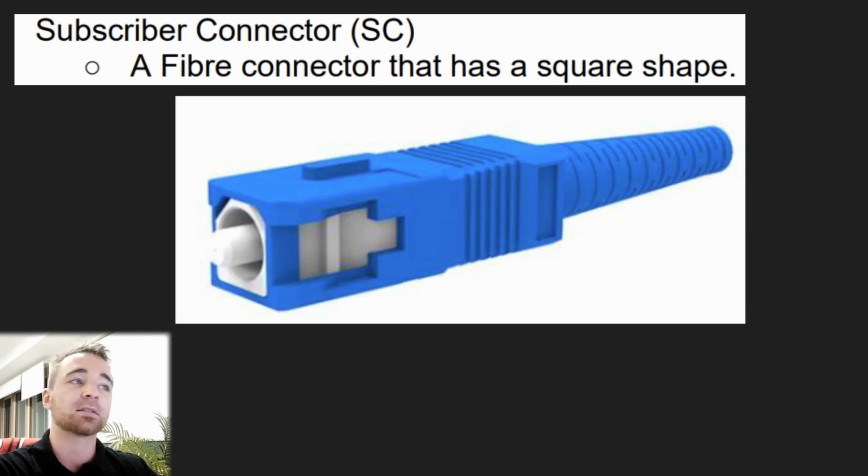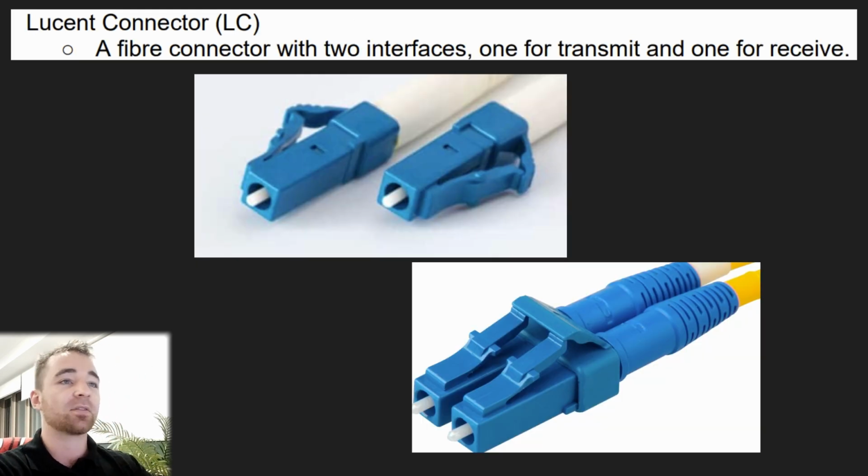So, stabbed, square. And then you have the LC connector, which is another fiber connector that has two interfaces, one for transmitting and one for receiving. You might be thinking this is square as well, but this is LC. And this little thing that it has up the top here is like a little locking mechanism. So I remember this by thinking LC, lock. If it has a lock, it's LC. All right, so that's my little memory thing.